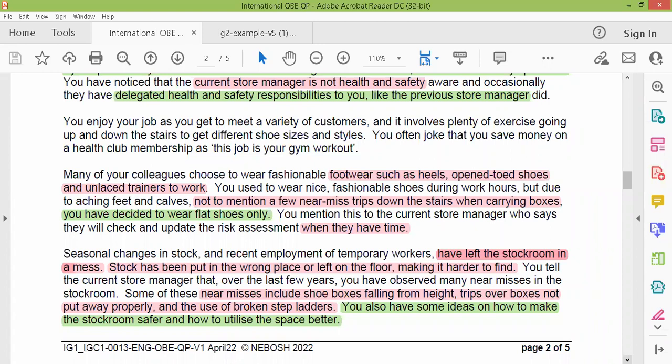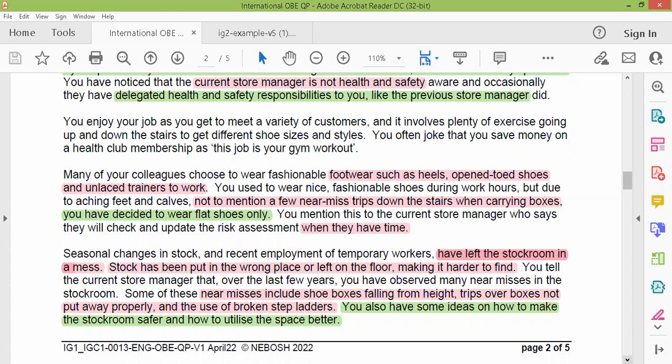Many of your colleagues choose to wear fashionable footwear such as heels, open-toed shoes, and unlaced trainers to work. This is also a negative sentence, because they are using fashionable heeled footwear, due to which there can be an accident in this organization. And even the shoes being open or unlaced also shows a negative factor of this organization.